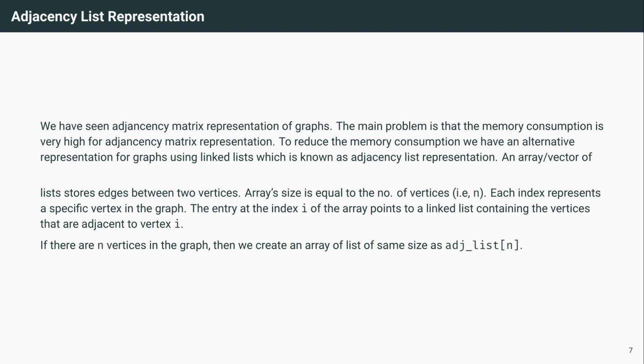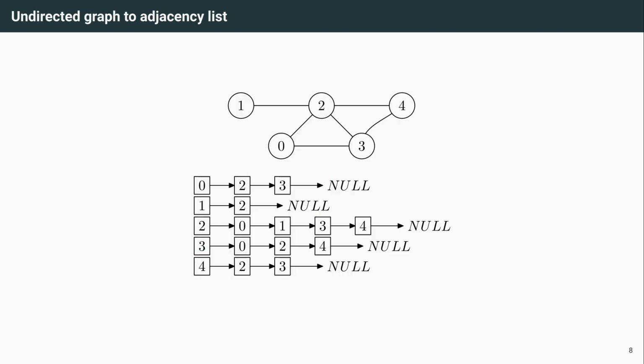Now, if there are n vertices in the graph, then we can create an array of lists of the same size, as adj_list of n. So let's see how it will look. Suppose we have this undirected graph with nodes 0, 1, 2, 3, 4, 5. So we start with a 5 element array. This is our array where the index represents the nodes in the graph.